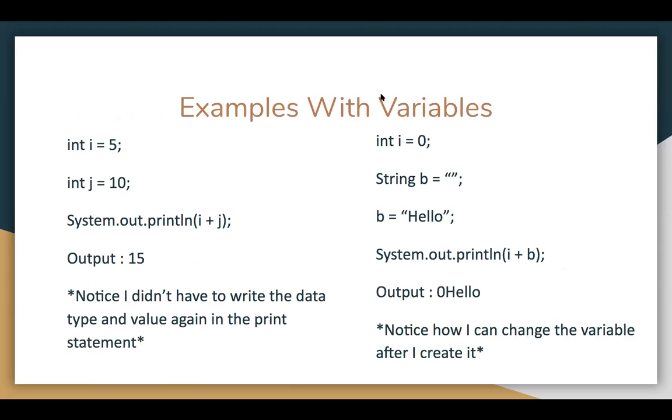All right, examples with variables. If we created int i equals 5 and int j equals 10, so all integer variables, then if we did System.out.println i plus j, and notice that we're using the names of the variables, that's how we use them. i plus j would equal 15. Again, I didn't have to write the data type and value again in the print statement. This generally makes it easier to run stuff without having to type the values over again.